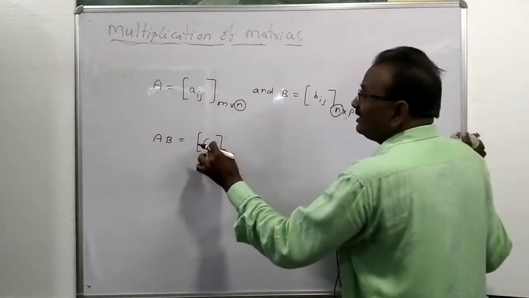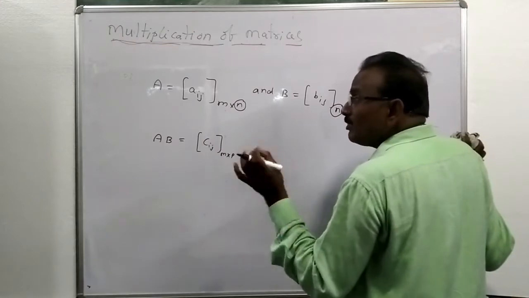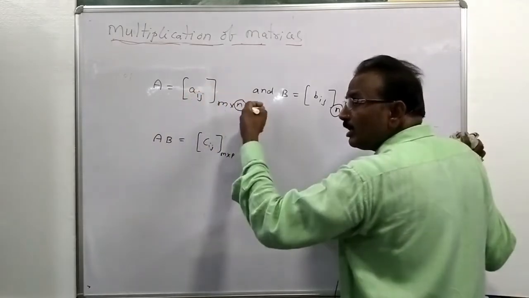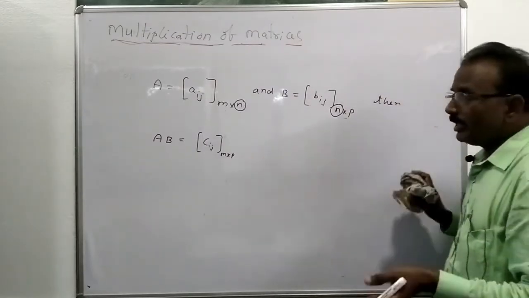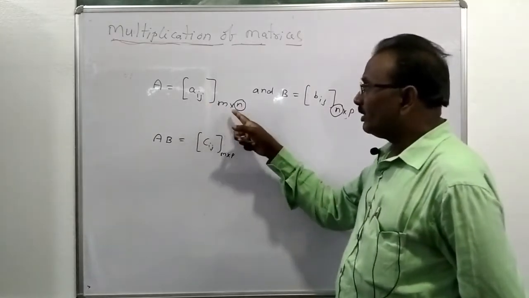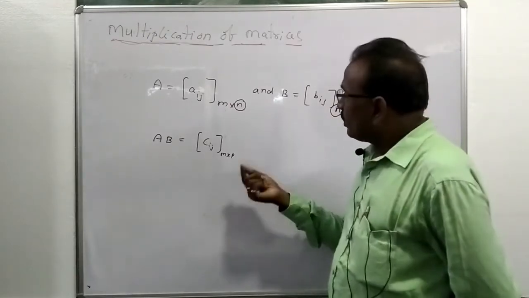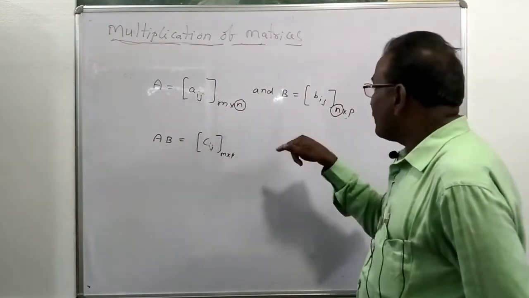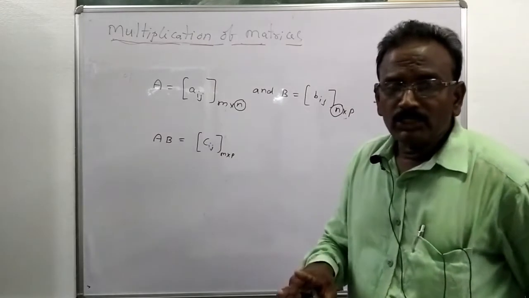Next, the Cij elements of A into B are obtained by the sum of the products of ith row elements of matrix A with the corresponding jth column elements of matrix B. To understand this clearly, let us do an example. First, observe the condition. If A is a matrix of order m cross n, B is a matrix of order n cross p, then the matrix multiplication AB is defined and its order is m by p. The condition is number of columns of matrix A is the same as number of rows of matrix B, then only AB is defined. Otherwise matrix multiplication is not defined.